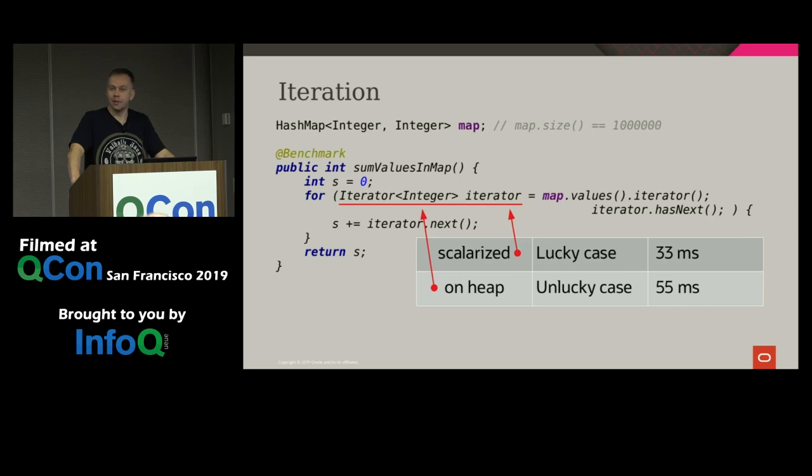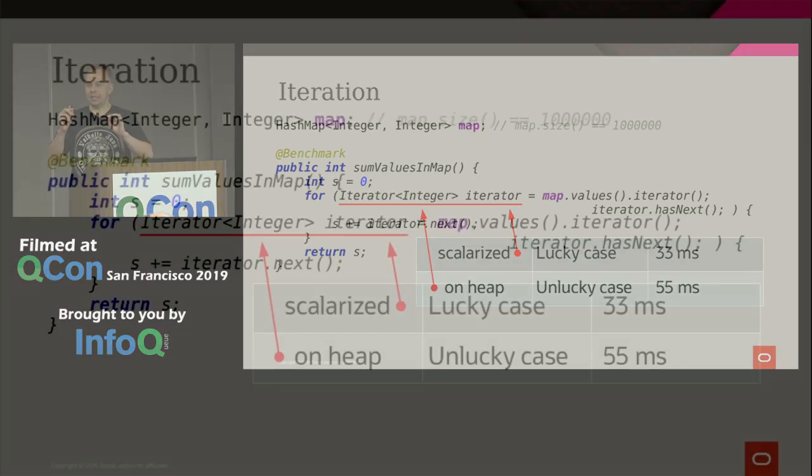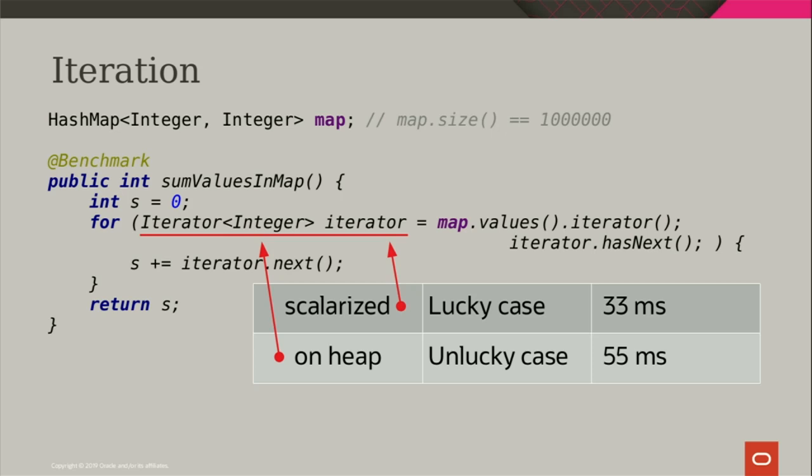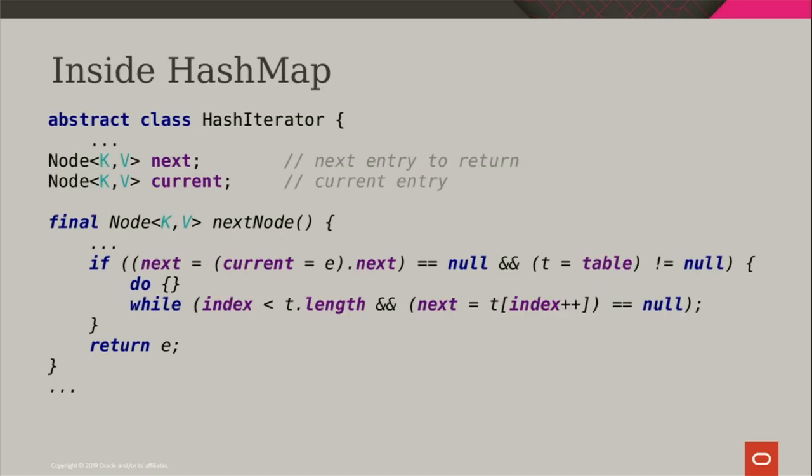Okay, here's the solution. The problem is with the iterator. When it's scalarized and escape analysis eliminates our iterator, we get much, much better performance. But please don't confuse it with the heap allocation. That difference of 20 milliseconds is not the cost of heap allocation of our iterator, because we are doing a loop of 1 million iterations, and we allocate our iterator only once. It obviously can't cost us 20 milliseconds. What costs us that 20 milliseconds?